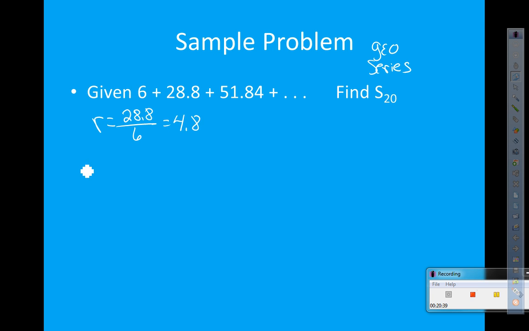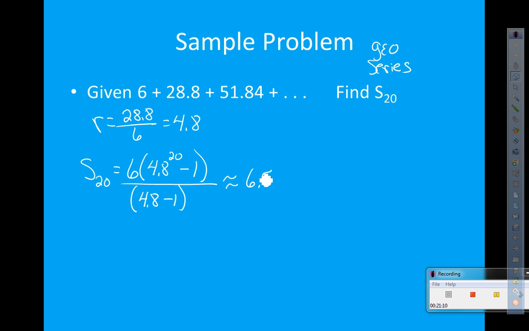So I got my R value. Now it's all calculator work. The sum of these 20 terms is going to be 6 parentheses 4.8 to the 20th minus 1 over 4.8 minus 1. Make sure you put that in parentheses. If you run this through correctly, you're going to get about 6.656 times 10 to the 13th.